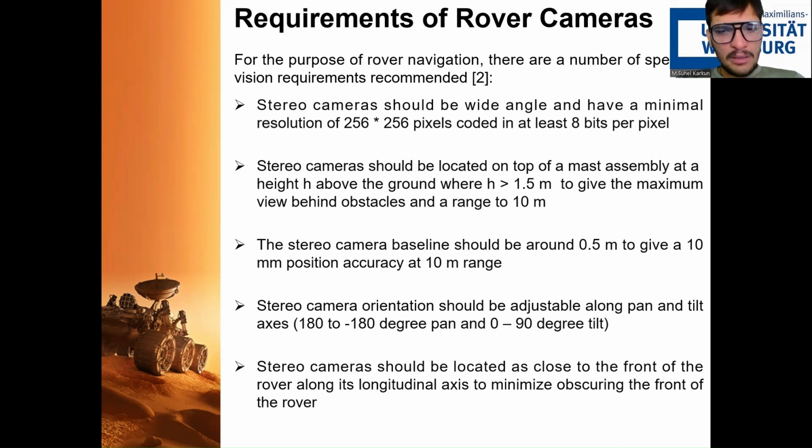The stereo camera baseline should be around 0.5 meter to give a 10 millimeter position accuracy at 10 meter range. Stereo camera orientation should be adjustable along the pan and tilt axis, where plus 180 degree to minus 180 degree is pan and 0 to 90 degree is tilt. Stereo camera should be located as close to the front of the rover along its longitudinal axis to minimize obscuring the front of the rover.